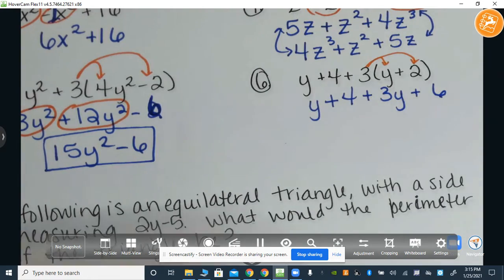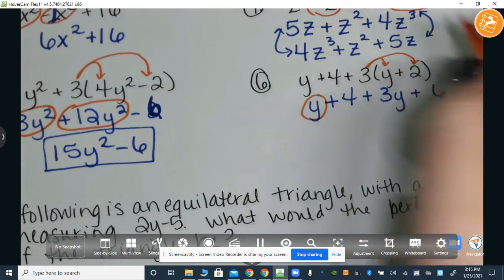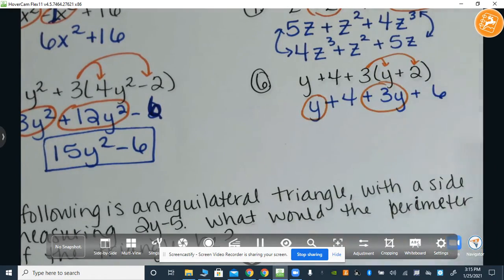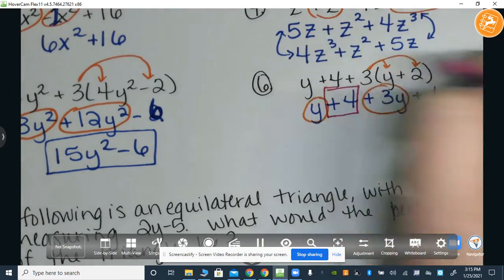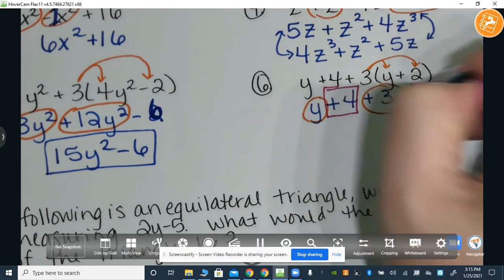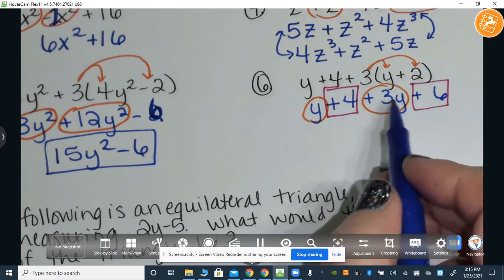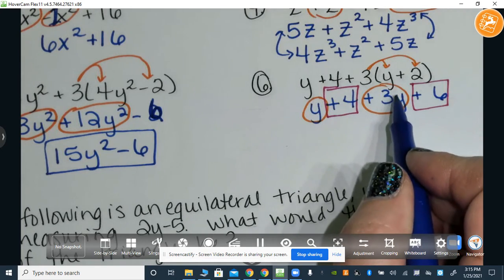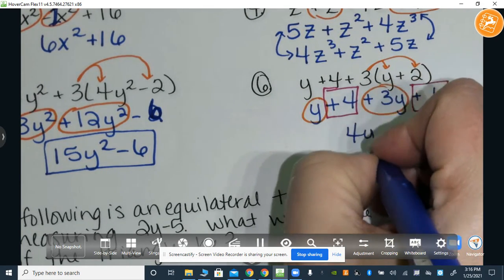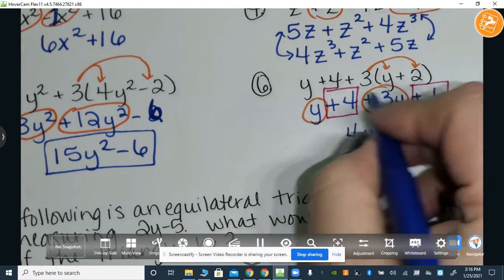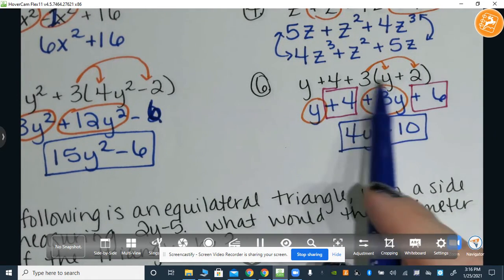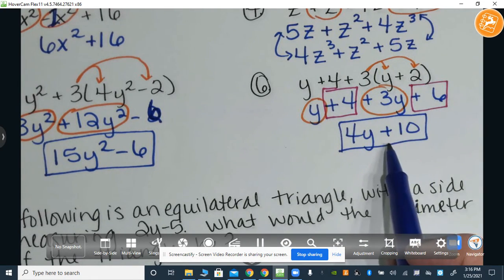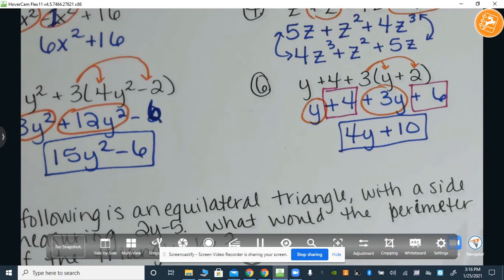So when I'm looking here, I have a y, and then I have a plus 3y. So those two would be like terms. Then I have a 4 and a 6, but there's no variable behind them. So these two terms are alike. When I combine, I like to combine my variables first. So 3y and y gives me 4y, plus 4 plus 6 gives me 10. So once I combine my terms, I get 4y plus 10.